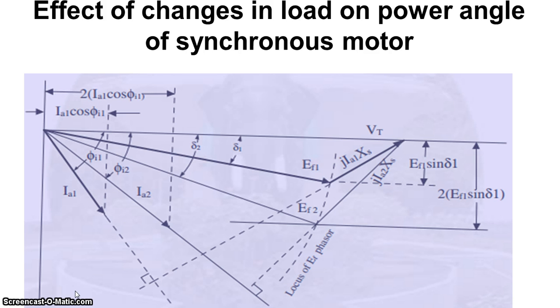Furthermore, the excitation is not changed here. So increasing the shaft load causes the locus of the Ef phasor to follow a circular arc. Along with that, if we look at the armature current, power angle and the power factor of a synchronous motor and their variations, we increase both the angle of lag and the counter EMF phasor angle, while the magnitude of the stator currents stays the same.